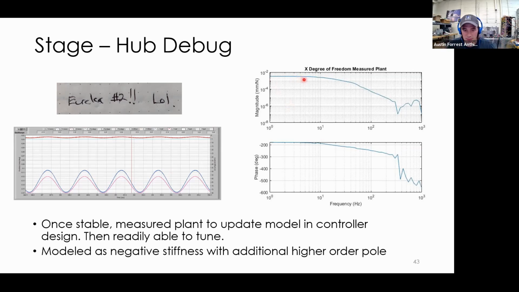The plant looks like a typical negative stiffness plant starting at negative 180-degree phase, although I did model it with another high frequency pole, which I still don't know the exact mechanical processes that are causing that. And then some extra high frequency phase drop.